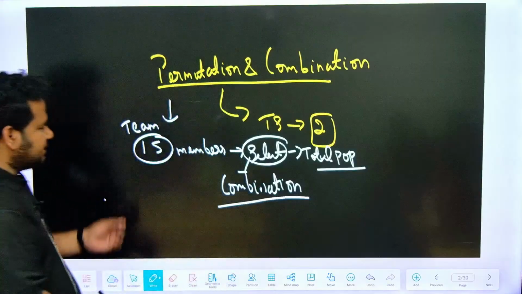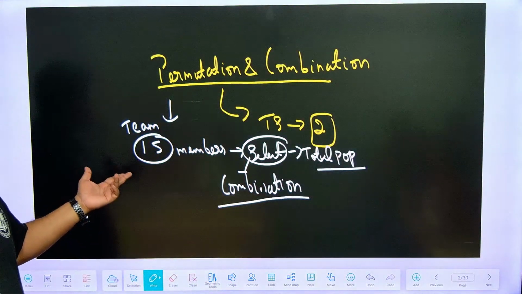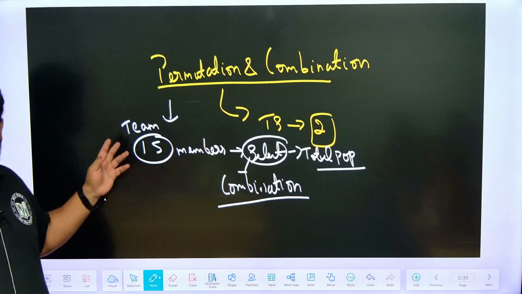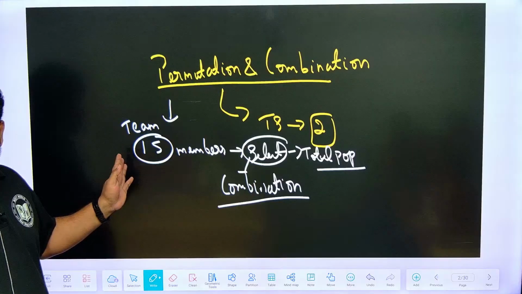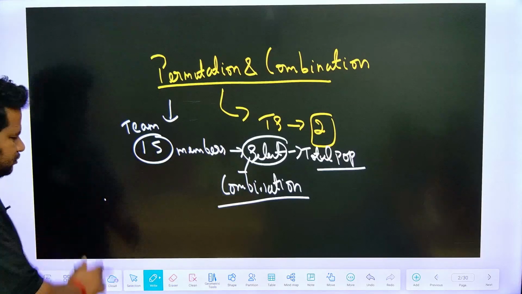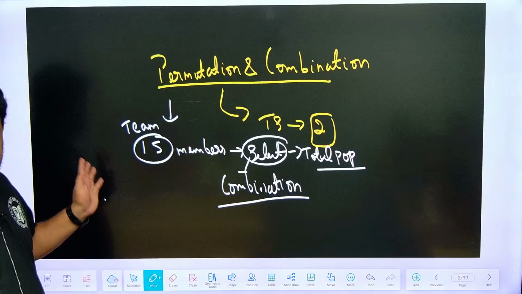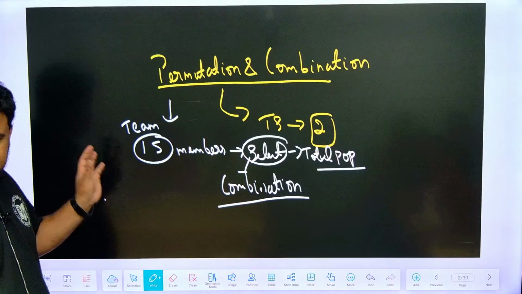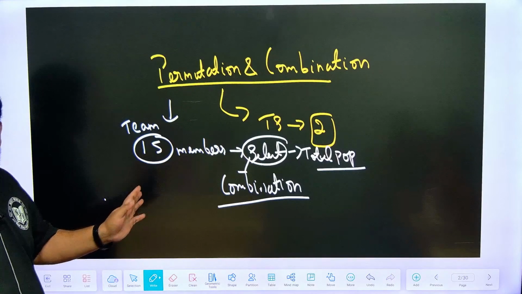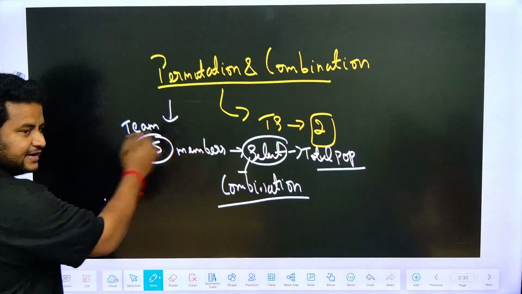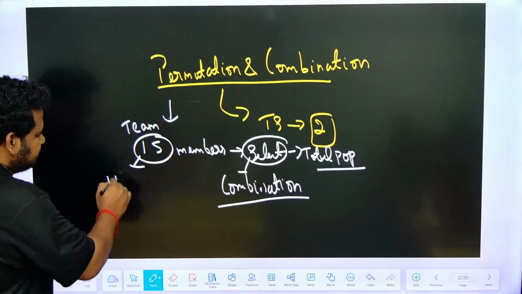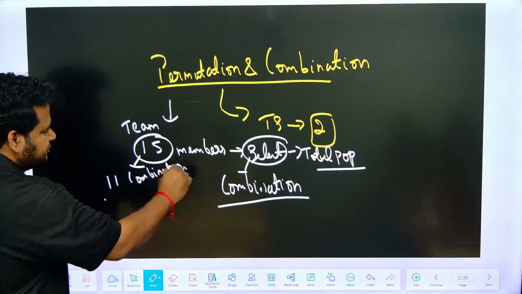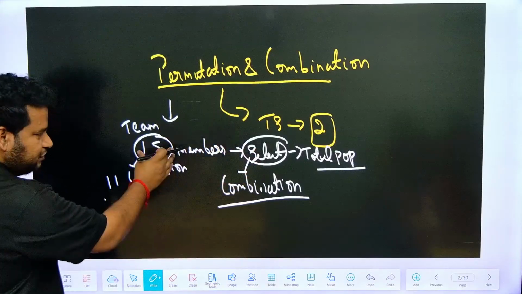After selecting these 15 members, we will be having batters, bowlers, wicket keepers, all these people. But we have to make only 11 people play. Out of these 15 people, we have to make 11 people play, and in the batting order, top batters will come in the beginning, then middle order, then the bowlers. Out of this 15, again you will select 11, so here also it is combination. First you select 15 from the total population, then out of this 15 you select 11.